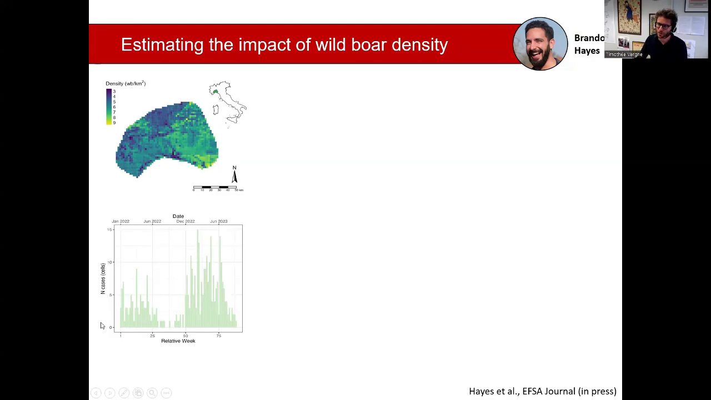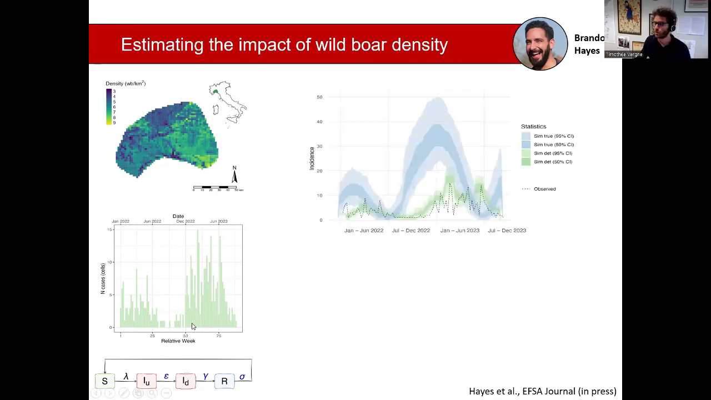And we also got the spatio-temporal distribution of the wild boar cases that were found in this region. And so we tried to combine the wild boar density map with the spatio-temporal distribution of the outbreaks within a mechanistic model. So we managed to fit the model to the epidemic data. The observed data are the dashed line here. The green envelopes are the predictions from the models.